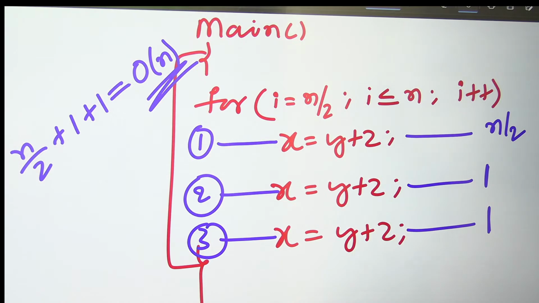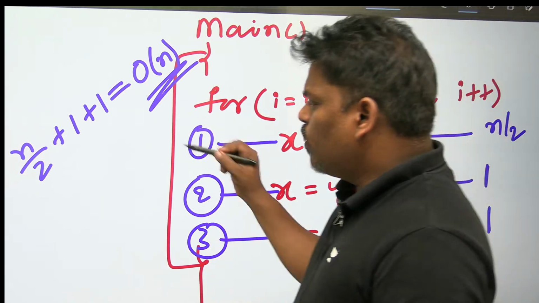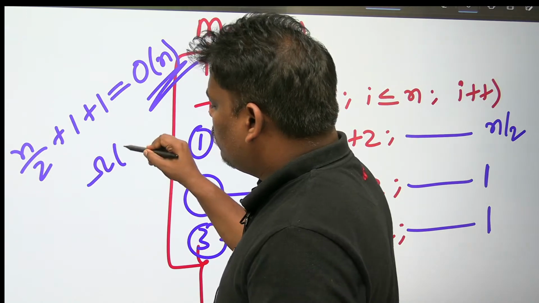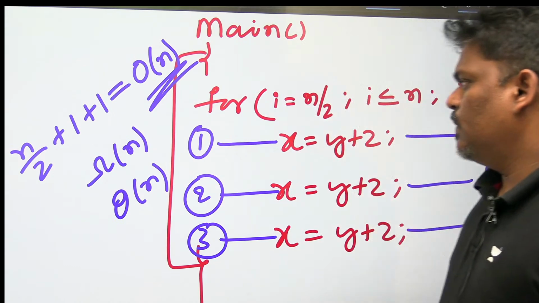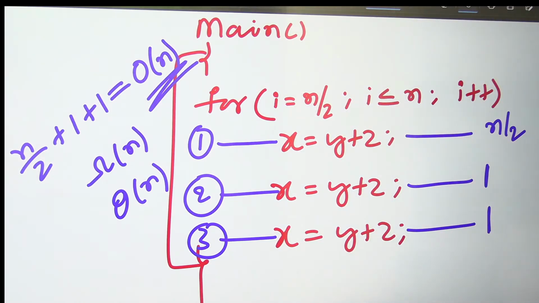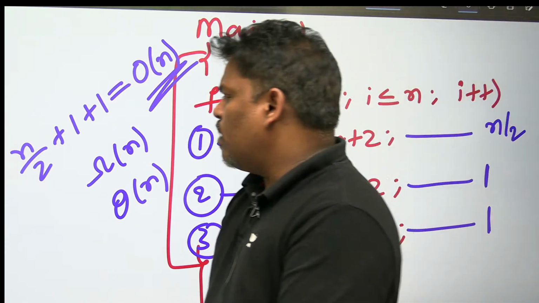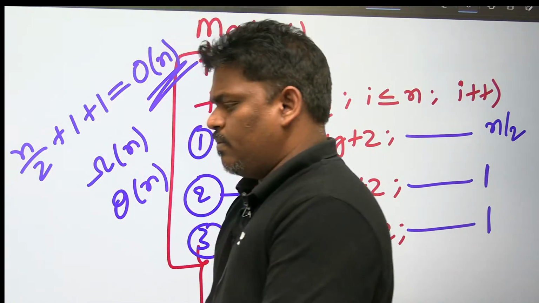If you observe clearly, which is the bigger term? n by 2. Forget about constants, so only n. So the answer is big O of n. You can write omega of n also, and theta of n also. Be careful: the first statement will execute n by 2 times, not n times. The second and third statements execute 1 time each. Total n by 2 plus 1 plus 1, which is nothing but big O of n, omega of n, theta of n.